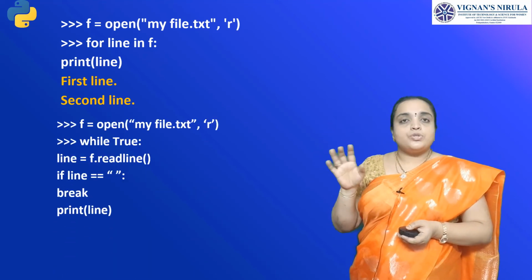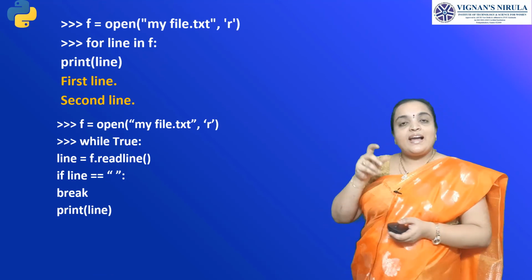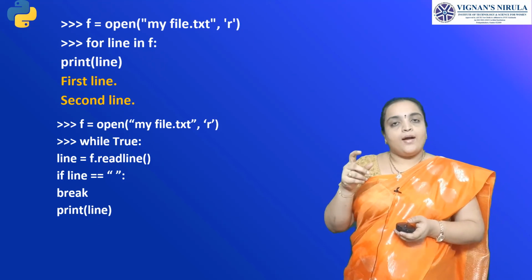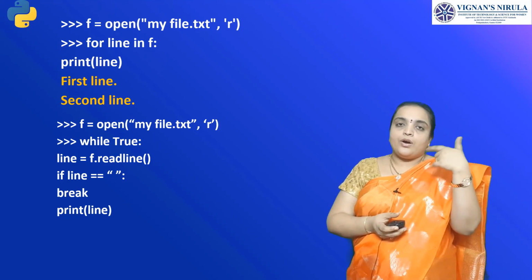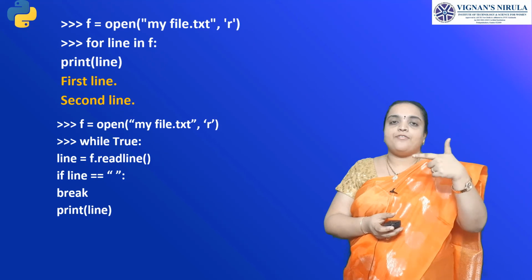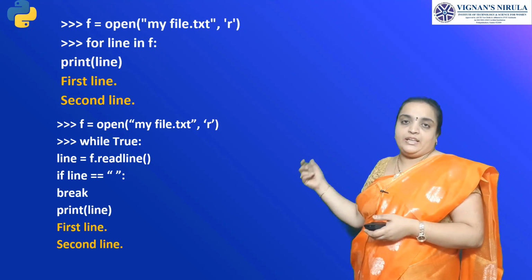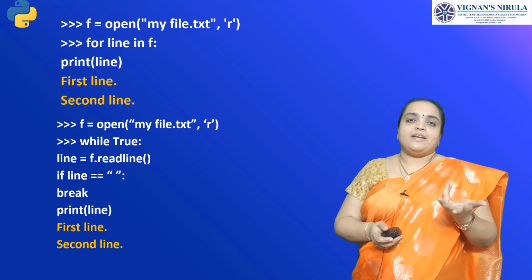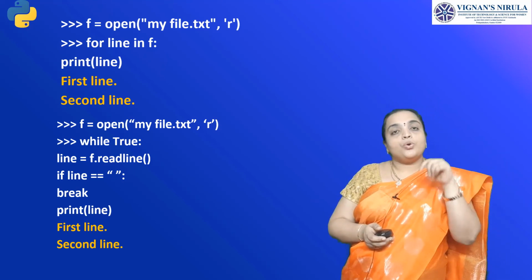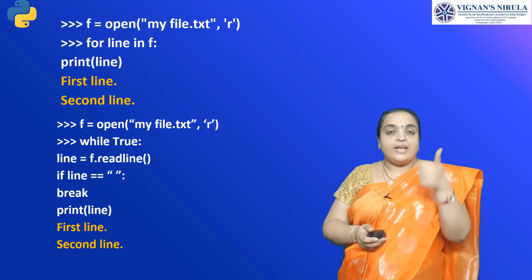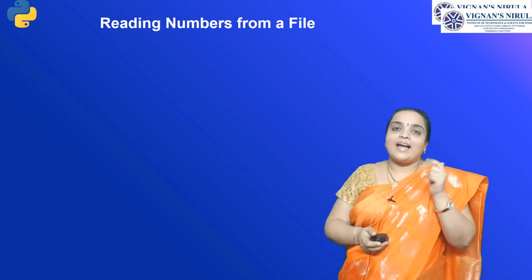Then you can go for another method called the readline method. The readline method is used to extract the data of each line at a time. While taking the while loop, you extract each and every line at a time, and you break the loop whenever an empty line is encountered. The same first line and second line will be printed. So you can read your file by using the read function, or by using a for loop for each line, or by using the readline function.